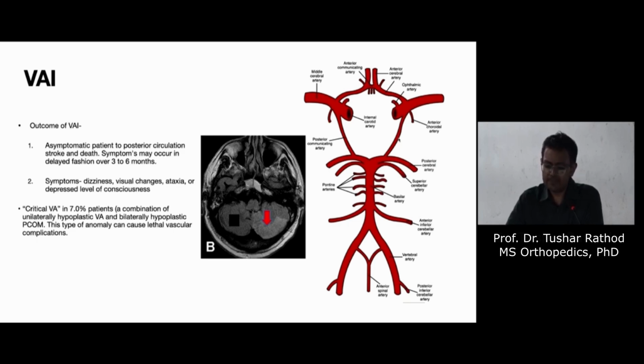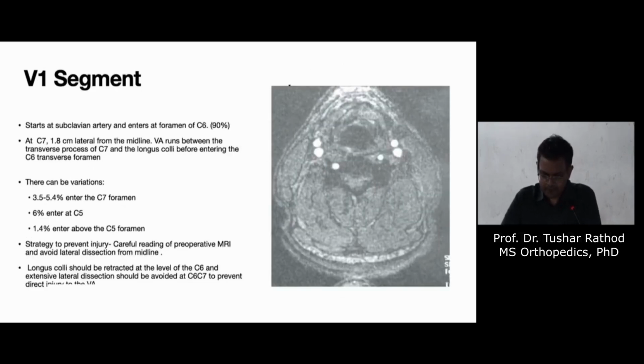The symptoms are usually all the posterior circulation stroke symptoms: dizziness, visual changes, ataxia, loss of consciousness, and ultimately death. So coming to the first segment, how do we deal with this segment individually?